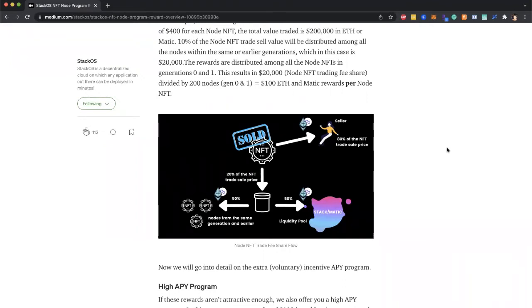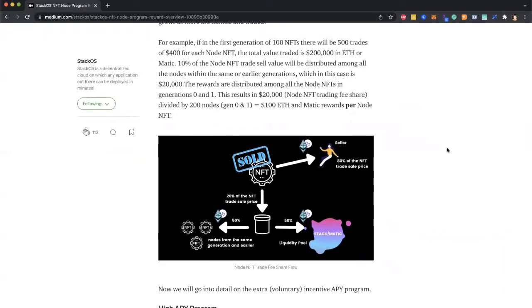So the earlier version of NFTs you have, the more valuable they become over time, right? Because those many new trading fees will actually roll up to the topmost NFT, right? So that's kind of the value generation in terms of how valuable these things become as time goes on. Now, talking about this a little more, right?